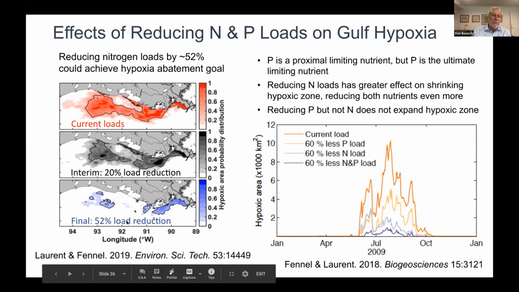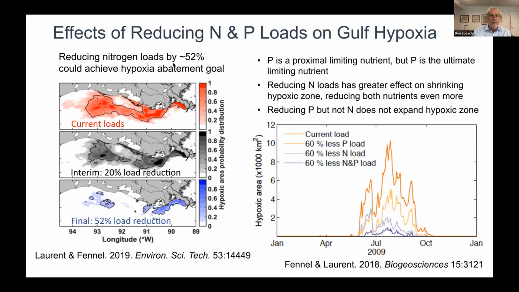But if we could reduce the loads, and this is just nitrogen, by the way, this model was just done for load reductions of nitrogen. If we could reduce nitrogen loads by 52%, we would get to the 1/3 area of it. We still have hypoxia develop almost every year, but it would be much smaller if we were able to do that.